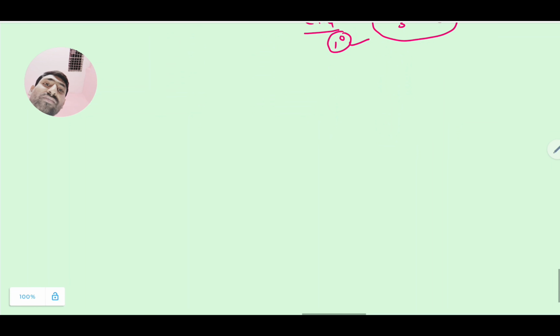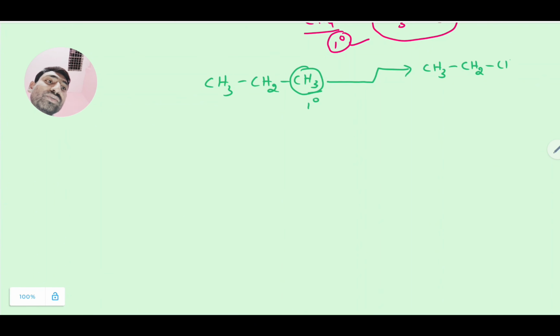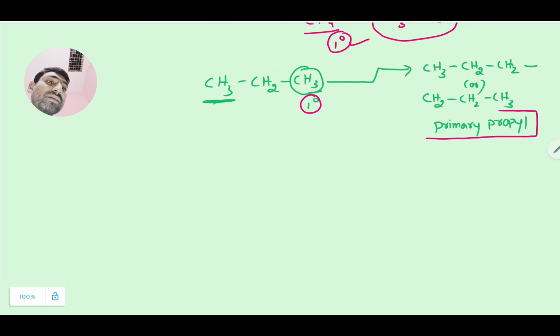If you remove hydrogen from a primary carbon, on either side, if you remove from here, then you will get CH3 bond CH2 bond CH2. If you remove from this side, then you will get CH2 bond CH2 bond CH3. So both are the same. Now that alkyl group is called primary propyl, because we removed hydrogen from a primary carbon. That's why that one is called primary propyl, guys. It is in a straight manner, so it is also called n-propyl. n-propyl means normal propyl as a straight chain.